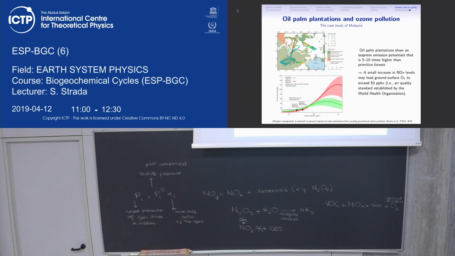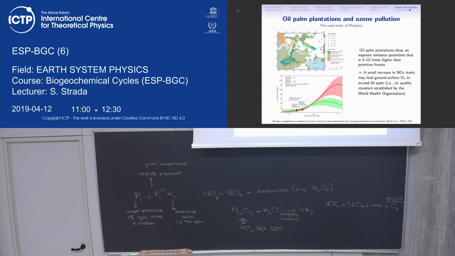And if we shift both the NOx and the VOC emission, we may end up with a large amount of ozone production, because if we are shifting the NOx emission in a natural landscape, you see we will stay below this air quality standard level, a threshold that has been defined by the World Health Organization. Instead, if we increase the NOx concentration under an oil palm plantation scenario, you see that we may pass this threshold if we follow the red line.